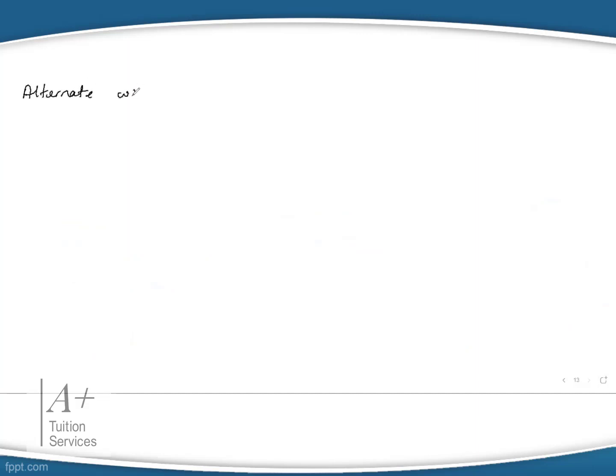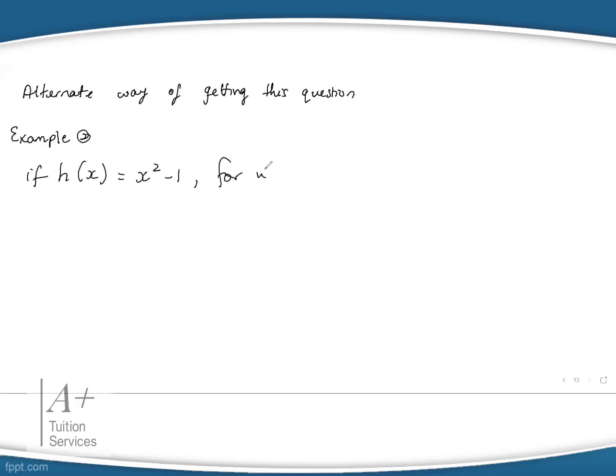So the alternate way of getting this question, looking at this example, example 2. If h of x is equal to x squared minus 1, for what values of x is h of x equals 8? So basically, it's restructured. So if h of x is equal to x squared minus 1, for what values of x is h of x equal to 8.